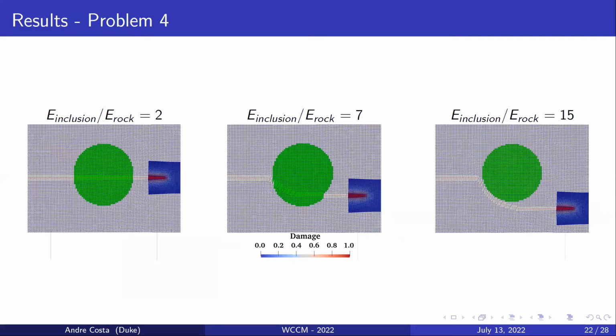And this is precisely what we found. For an inclusion that is only 2 times stiffer than the matrix, we found no change in the crack trajectory. By increasing the inclusion stiffness, we started to see a deflection. Initially, the crack still cuts through the inclusion, but as the stiffness increases, it eventually takes a path that completely avoids it. These results agree perfectly with the expected behavior for this problem and highlight how the multi-resolution approach facilitates the propagation of cracks in arbitrary directions.